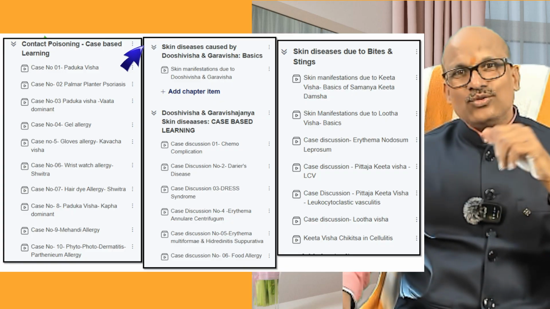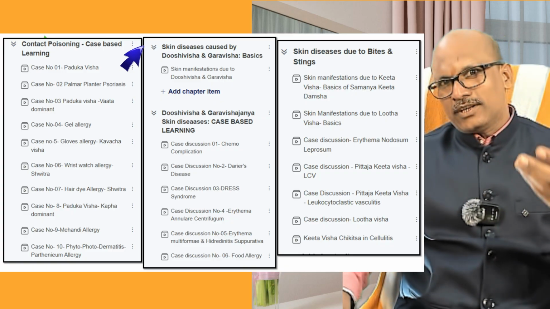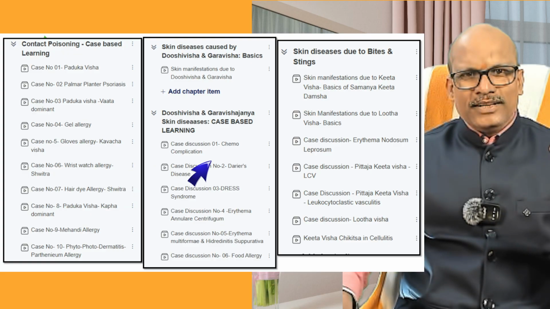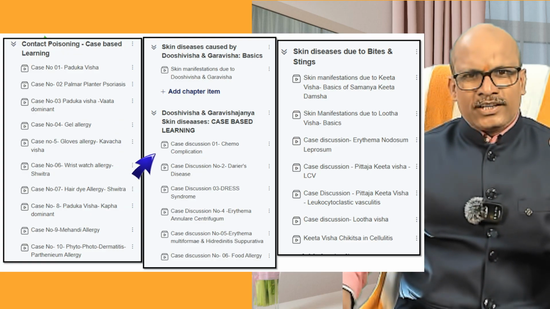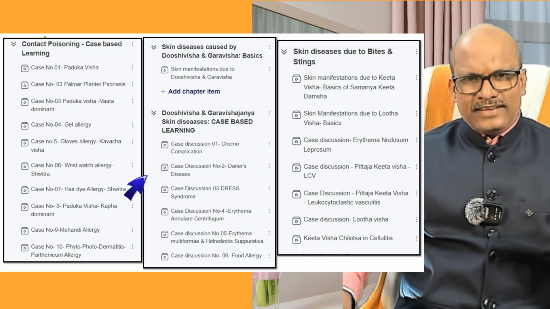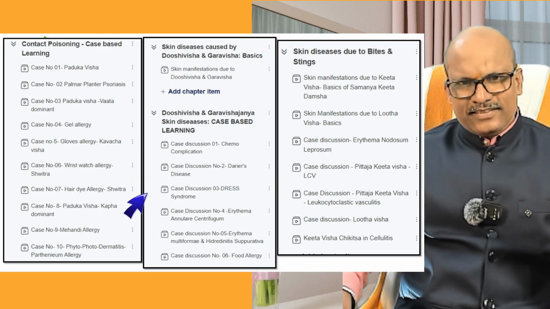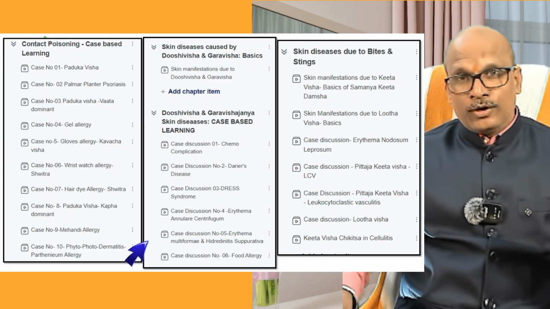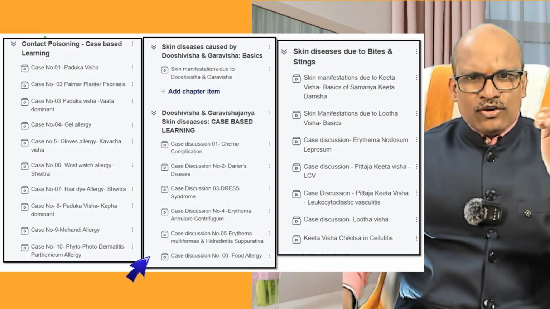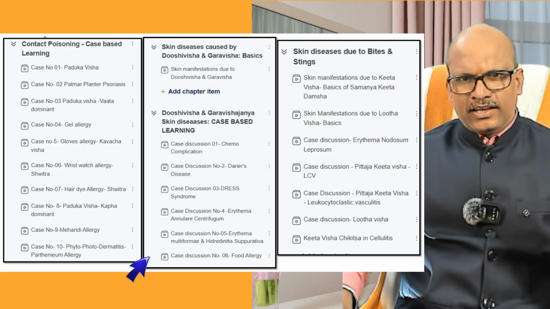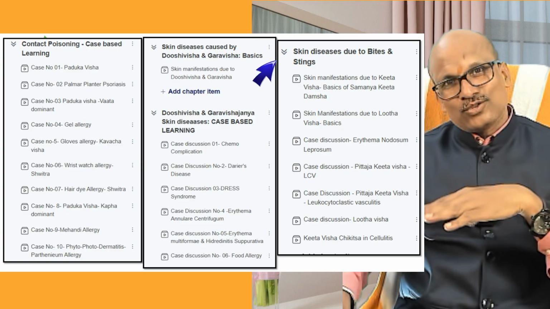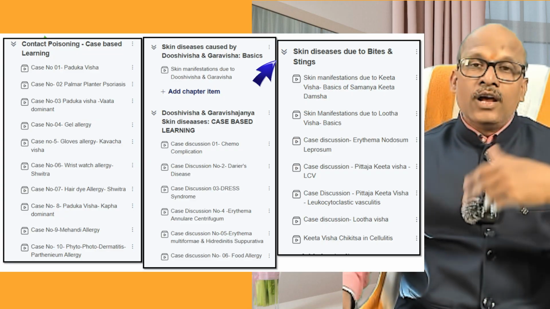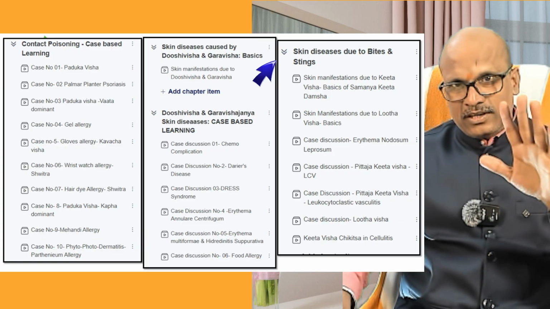Next, skin diseases due to Dushi Visha and Gara Visha. How Dushi Visha and Gara Visha cause skin diseases. In that, we'll be discussing some cases like chemo complication induced skin disease, Darier's disease, DRESS syndrome, erythema annulare centrifugum, erythema multiforme with hidradenitis suppurativa. We'll be discussing food-induced skin allergies. Next, bites and stings induced skin disease, how they present, how to diagnose, all those case-based learning only.